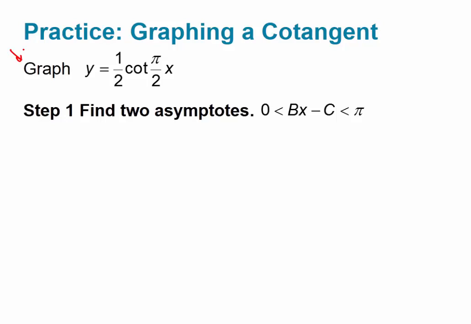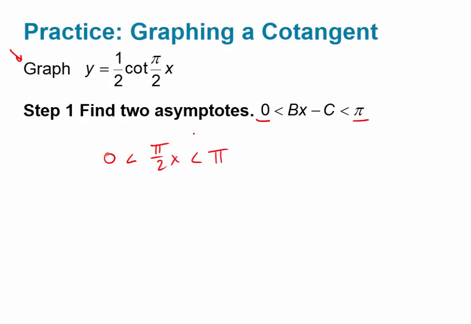So let's start by finding the asymptotes. And notice with cotangent, our normal boundary points are 0 and pi. So go ahead and pause your video player now and just get the asymptotes down. All right, so we've got 0 less than pi over 2x less than pi.